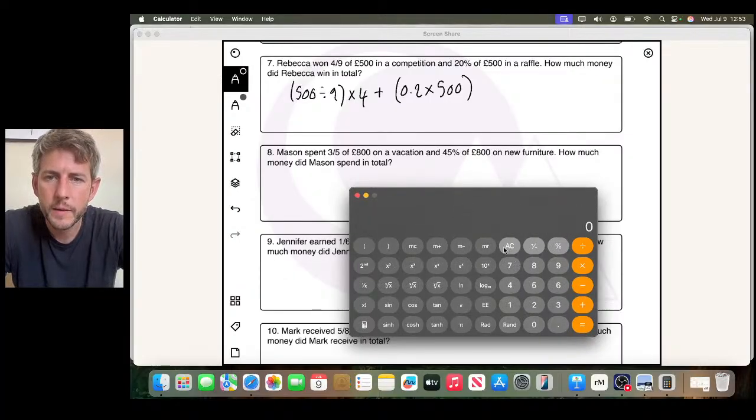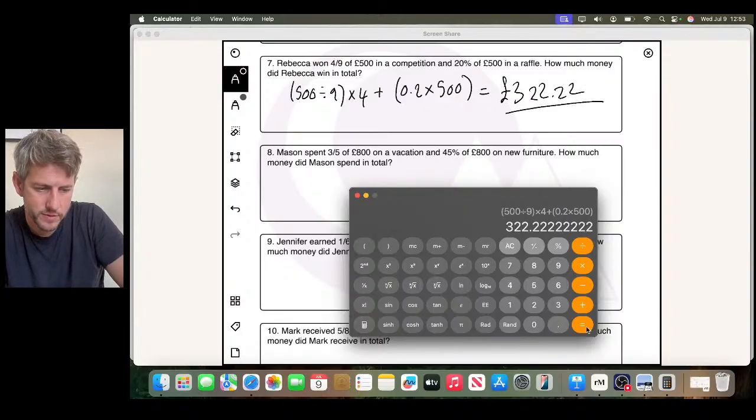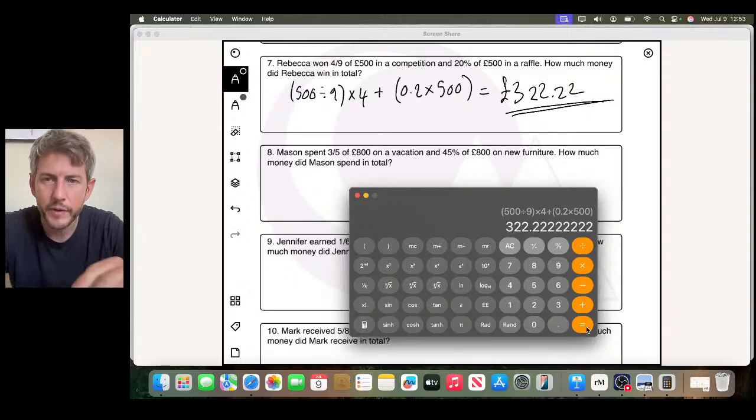We've got bracket 500 divided by 9, close bracket, times by 4, plus open bracket 0.2 times 500, and that will equal, here we go, £322.22. Okay, right, here we go.